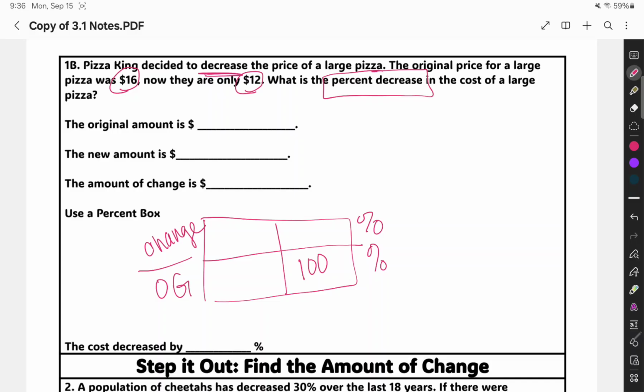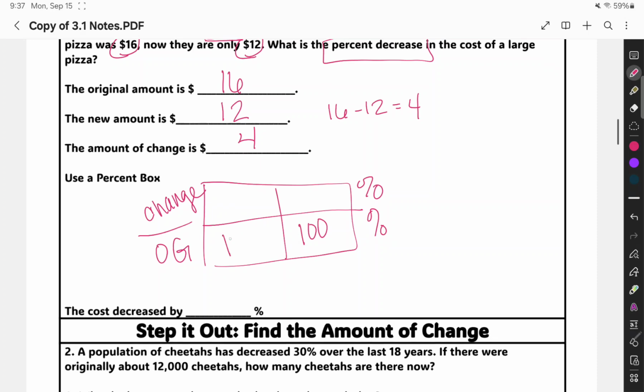And so I need to pull some information out. I know the original price was $16 and the new price was $12. So if I went from 16 to 12, my overall amount of change, 16 minus 12, gives me 4. So it's gone down by $4. And now we can start plugging some of this information in. So my original amount was 16. Had a total change of 4. I went down by 4.